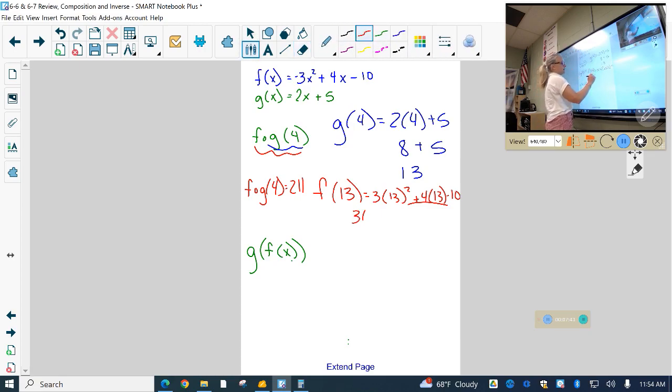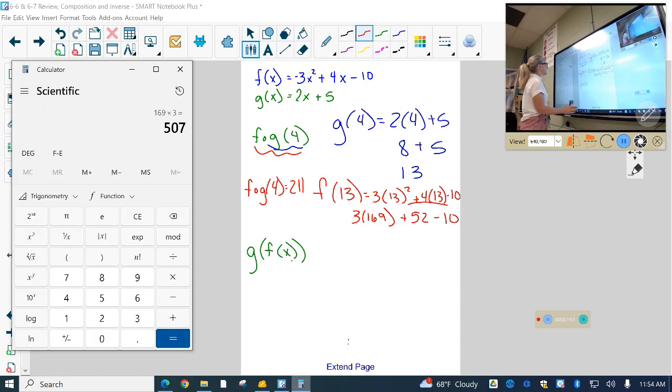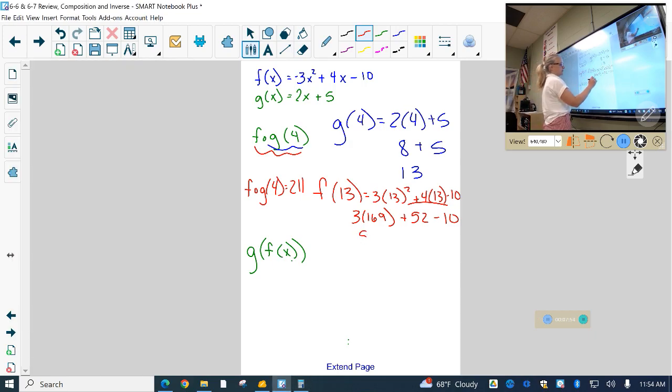So I have 3 times 169. And this one was correct. That one is 52 minus 10. And then I take 3 times 169, which gives me 507. So 507 plus 52 minus 10 would give me 559 minus 10, which is 549. All right, now we got it right.